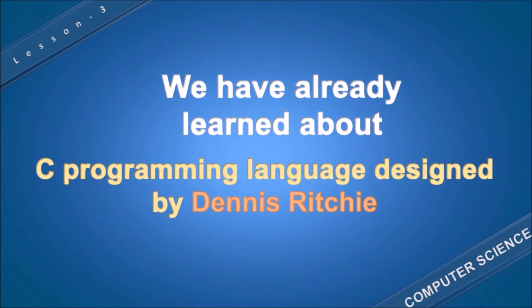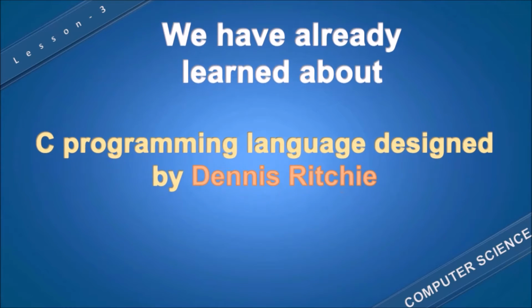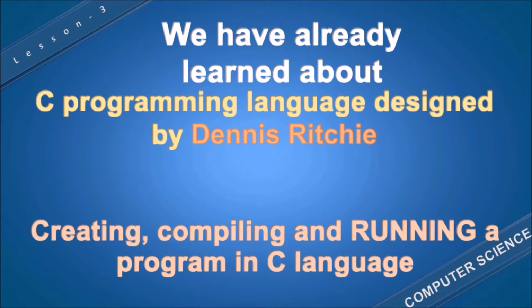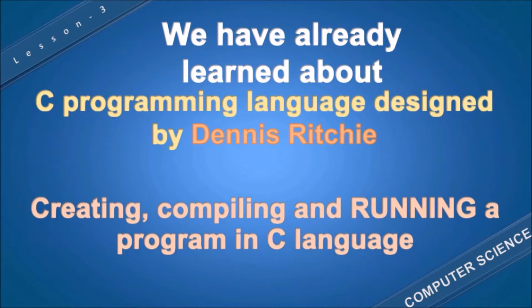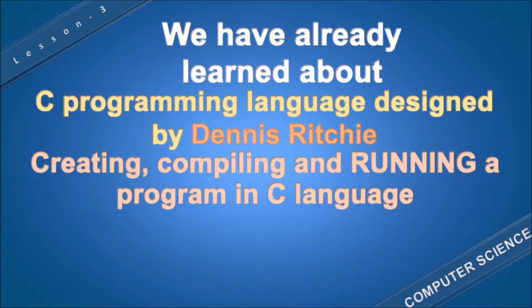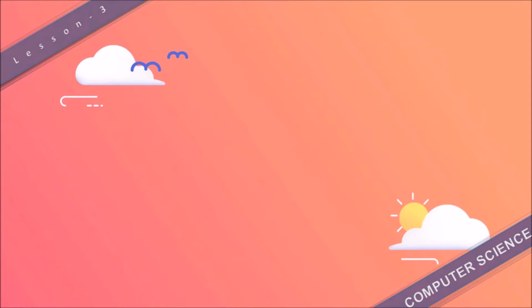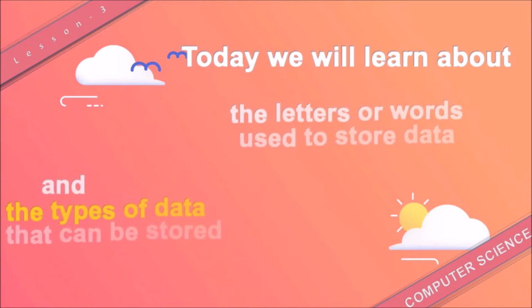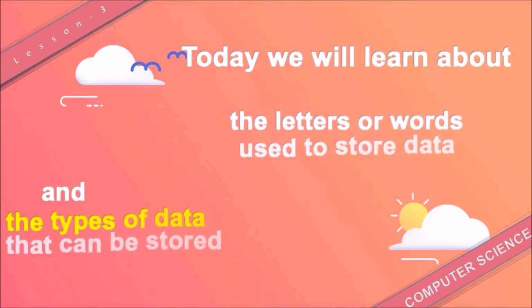We have already learned that C is a middle-level programming language designed by Dennis Ritchie. We have also learned how to create programs in C language and then compile and run them. Today in this lesson, we will learn about some special letters or words used to store data and what type of data can be stored in them.